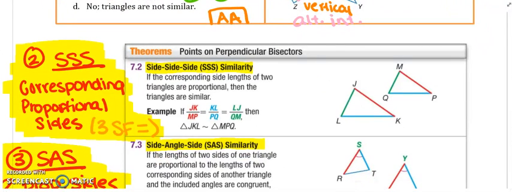Our second way is going to be SSS, which we're used to, but with congruence the three sides had to be congruent. Now we're doing similar triangles, so the three sides have to be proportional. You need all three sets of corresponding sides to be proportional, which we'll be able to tell because our three scale factors will be the same.